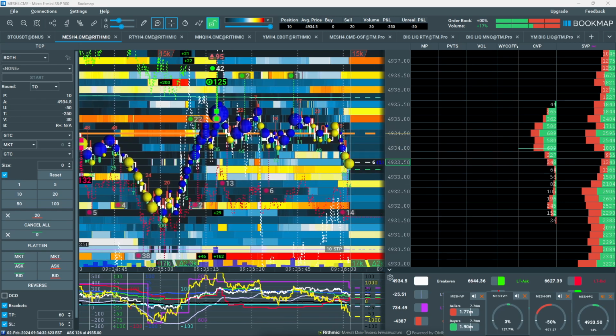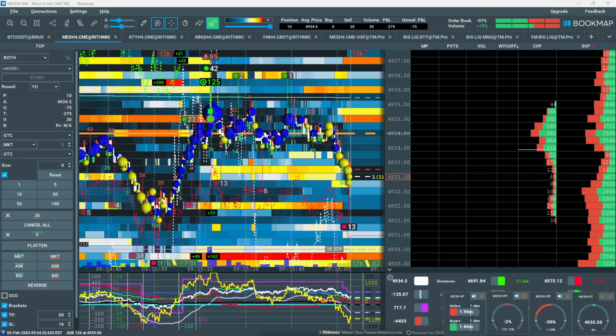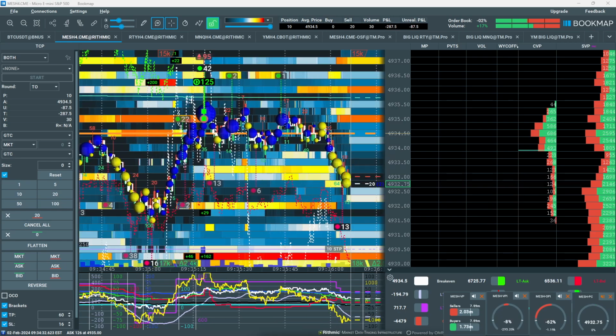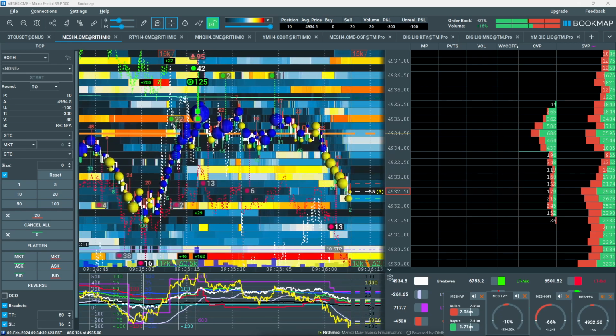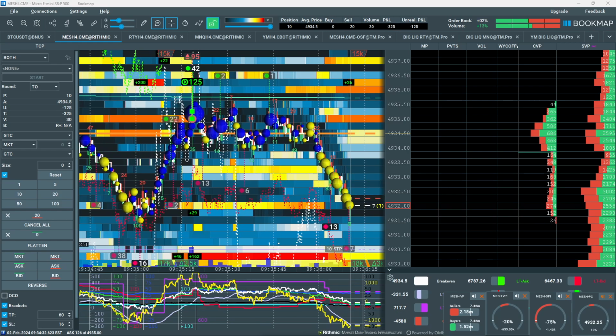NQ stop run. Yeah, I'm not liking how that's looking right now. I'm gonna bail on this. I'm gonna bail on that trade right there.